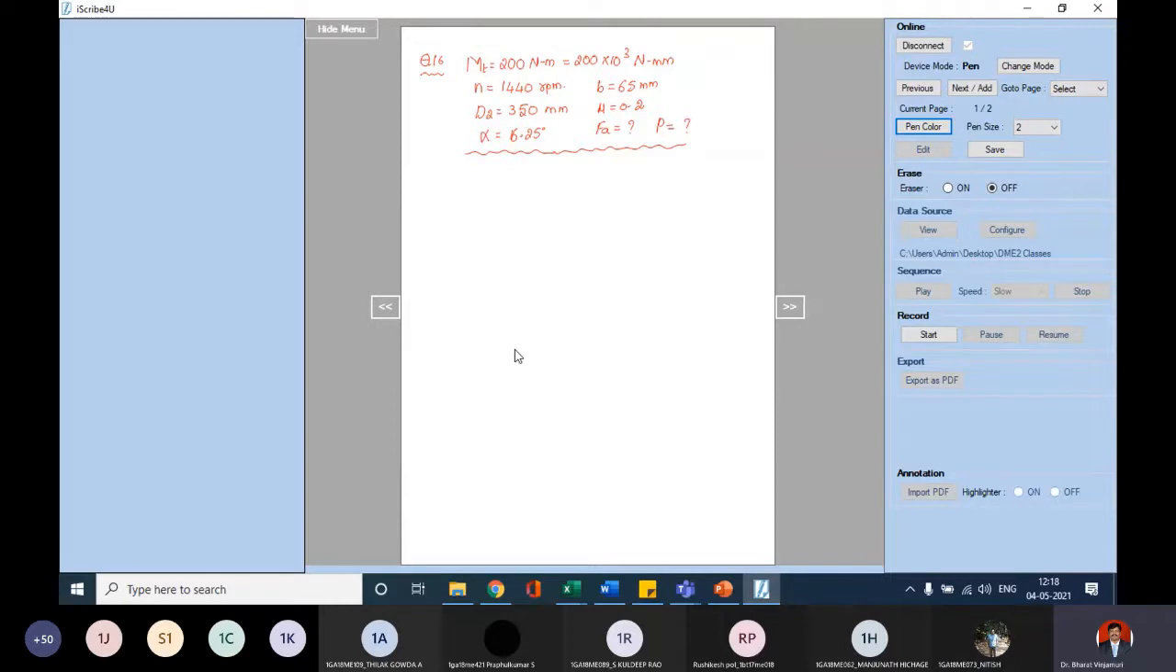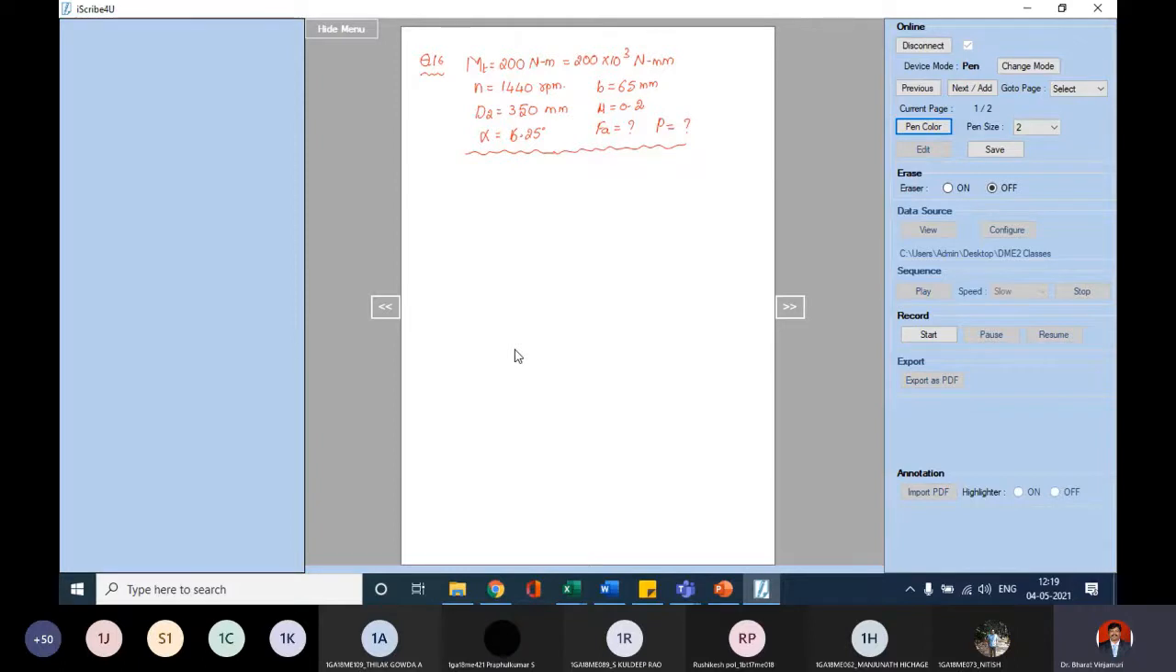Try to see here. The FA equation is pi dm pb sin alpha. Our torque equation is mu FA dm by 2 sin alpha. So there is no requirement of capital N. There is no point of finding the power. Only MT is important. Small n, 1440 rpm, I don't think it will be used at all in this numerical. But he has given it. Not an issue there.